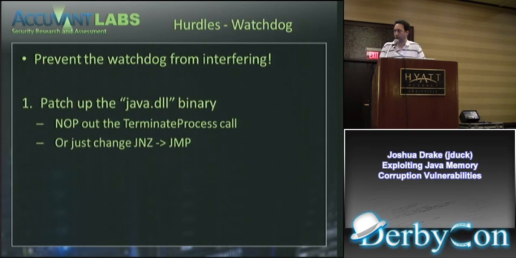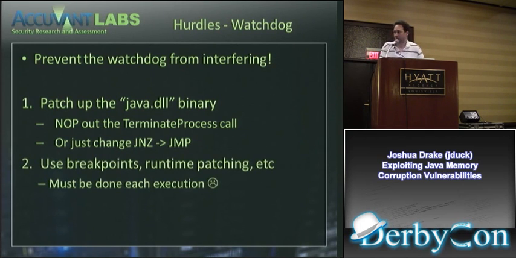So what I usually did for permanency is I just patch up the DLL. I'll just go in and knock out the call altogether because I'm like, why does Java need to terminate processes? I don't need any. I like my processes. I don't trust Java to pick which ones. Or you can just change the JNZ to a jump, like old school cracking style, and just say, no terminate process. And you can do it at runtime too.